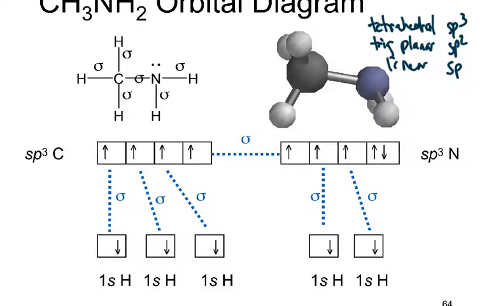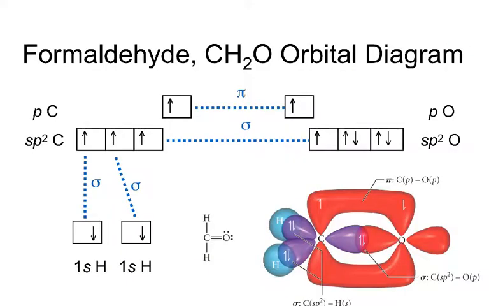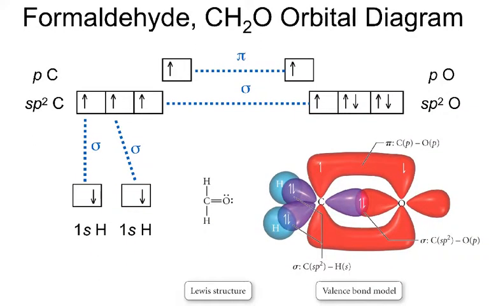Our nitrogen here is also sp3 hybridized, so it's forming 3 bonds and then has that lone pair that also goes into a hybrid orbital. And again, all sigma bonds are formed. For something with a double bond, we're going to end up with our trigonal planar geometry and an sp2 hybrid. So you can see our carbon here is trigonal planar, sp2 hybridized.